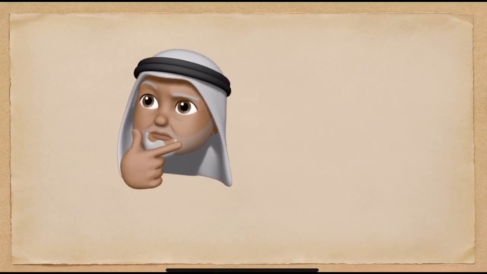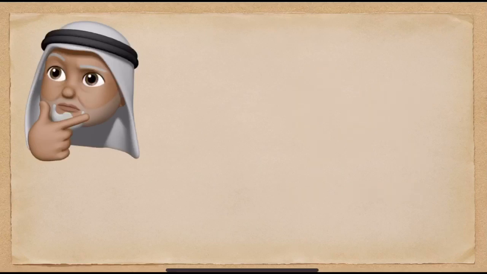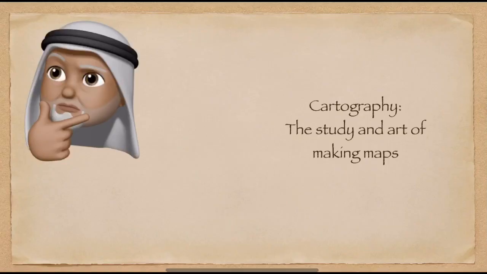Now, why did he ask Al-Idrisi? The answer is because Al-Idrisi was a cartographer. Now, what is cartography? Cartography is the art and study of making maps. And a cartographer is a person who makes maps. So since Al-Idrisi was a cartographer and he had to update the map, he sent various people to travel around the world and gather information. And using that information, he created the world map in 1154 CE.